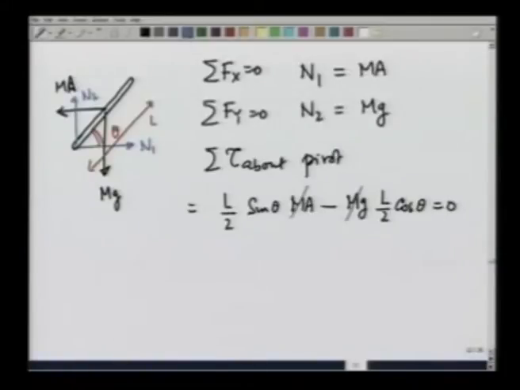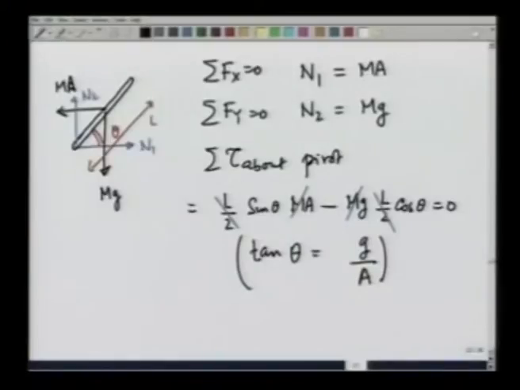m drops out, L by 2 drops out, and that gives me tangent of theta equals g over a. So, the rod is at an angle theta such that tangent theta equals g over a from the horizontal.